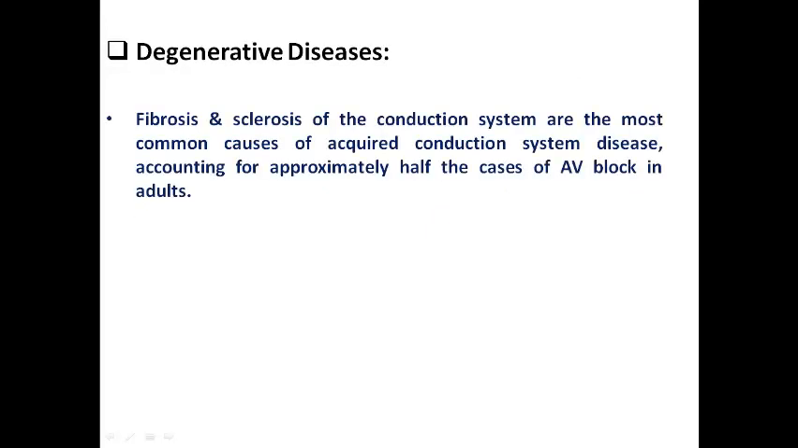So let's start with degenerative disease. Of course, we know that degenerative disease occurs usually with advancing age, and so it is more common in old age. It includes fibrosis and sclerosis of the conductive system, which are the most common causes of acquired conduction system disease. That's why most patients with sinus node dysfunction or AV block, most of them are caused by degenerative pathology, which of course is an irreversible pathology that accounts for approximately half the cases of AV blocks, for example, in adults, and also may account for sinus node dysfunction.